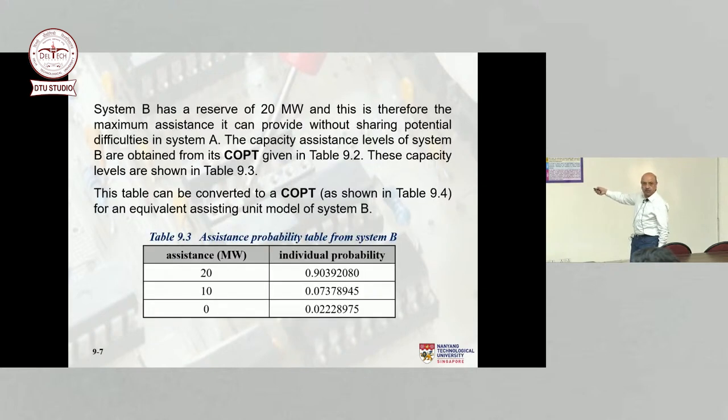These are the individual probabilities, right? At this probability, it will give me 20 megawatt assistance. At this probability, it will give me 10 megawatt assistance. And 0 megawatt, the rest of the probabilities, means it is meeting its own load. So this is the equivalent assisting probability table from system B, which I'm now going to move through the transmission line, okay?